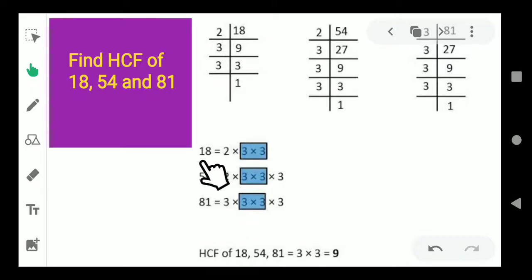Now take down and write all the prime factors. 18 is equal to 2 into 3 into 3. 54 is equal to 2 into 3 into 3 into 3. 81 can be written as 3 into 3 into 3 into 3. Circle all the common prime factors. Here two 3s are common. Is 2 common? No. 2 is not present in 81. So 2 is not a common prime factor. So the HCF of 18, 54 and 81 is 3 into 3, which is 9.